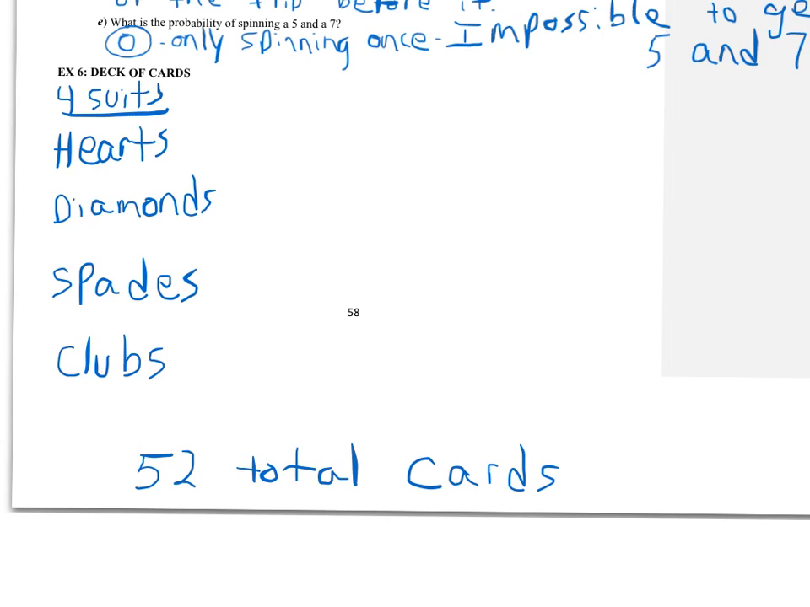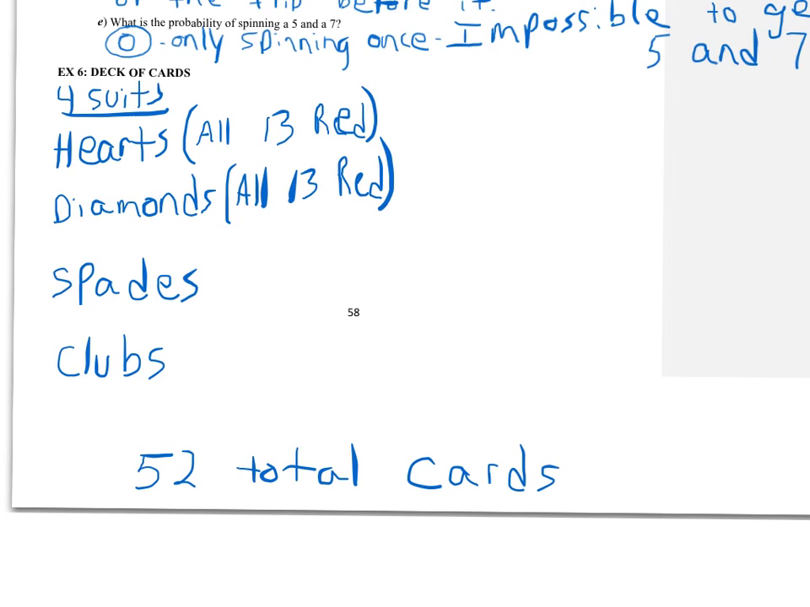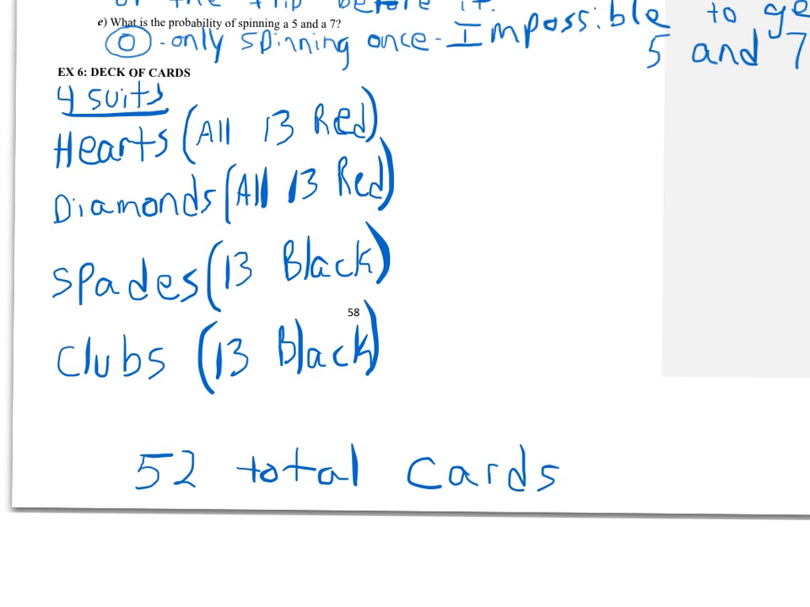Now, hearts, you may know this, hearts are red. So let's write 13 red. So there are 13 hearts and they're all red. Diamonds, all 13 are also red. Spades, there are 13 black. All spades are black. And same with clubs. All clubs are black, and there are 13 of them.